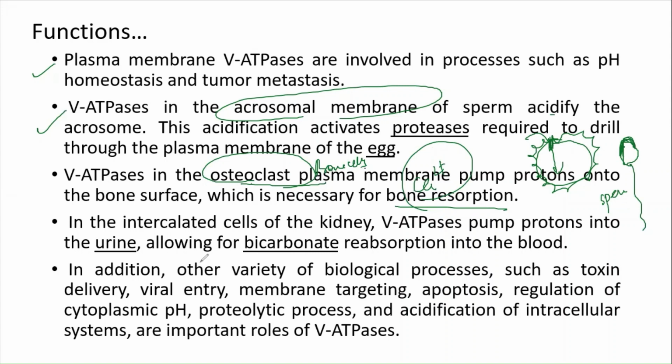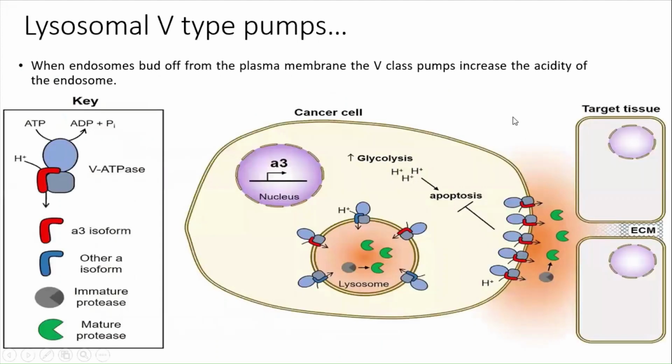Now, in the intercalated cells of the kidney, V ATPases pump protons into the urine, allowing bicarbonate reabsorption into the blood. So here we are talking about the reabsorption. We need to maintain the pH of the blood. In addition, there are other biological processes such as toxin delivery, viral entry, apoptosis regulation, etc. Everything comes under the important roles of the V class ATPases. So now we have an idea of how important it is for us.